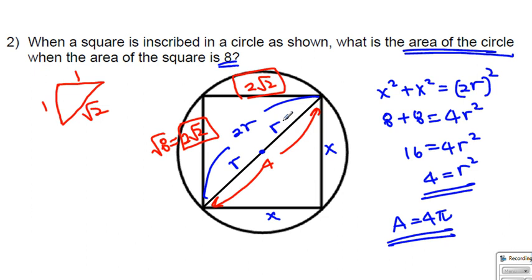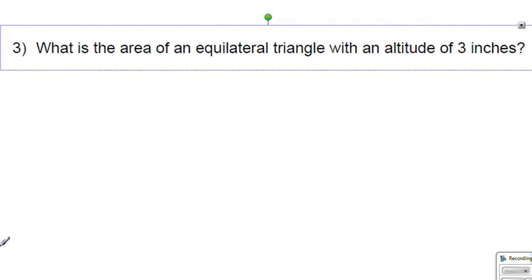Then radius will be equal to 2. Hence, you will end up getting 4 pi once again. Either way would have been fine. All right, let us look at number 3.